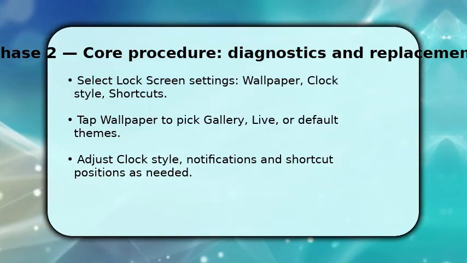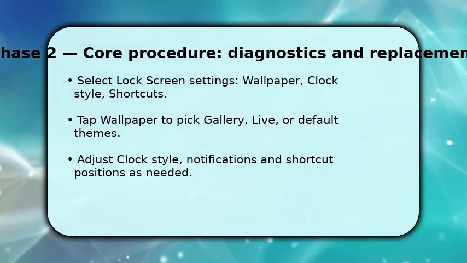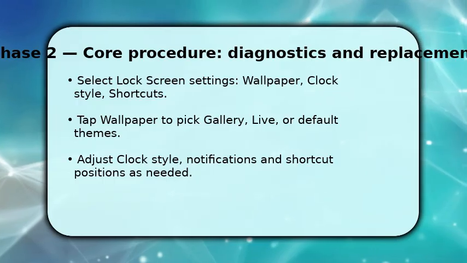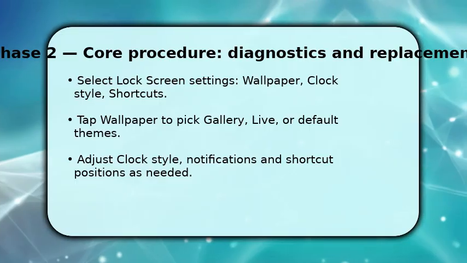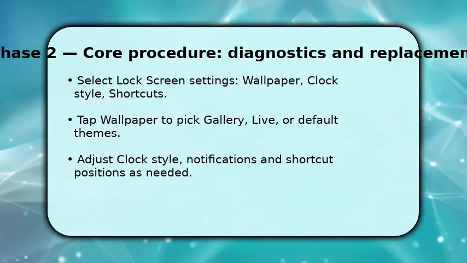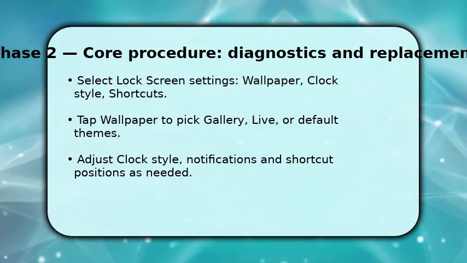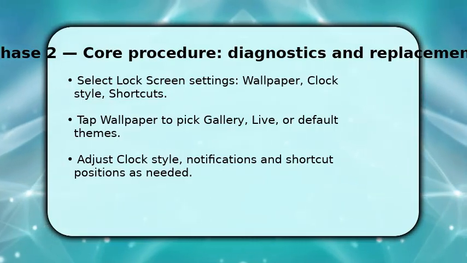Tap Wallpaper to pick from Gallery, Live Wallpapers, or Realme themes, pick and crop, then apply to lock screen. Make sure to set clock style and notification visibility to your preference. This affects what shows before unlocking. Also, rearrange shortcut buttons so the camera or phone is where you reach it fastest. These settings let you control both look and quick access.